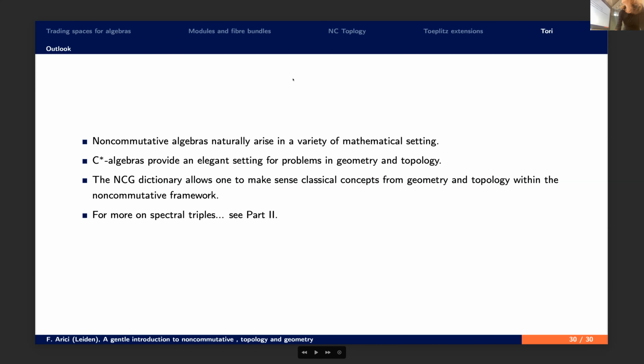Maybe I have a question. So we have now this nice dictionary between these two worlds. So is there a concrete example where you can say, well, here's a geometric or topological problem, and I can translate it into the C-star algebra language, and there the problem is very easy?